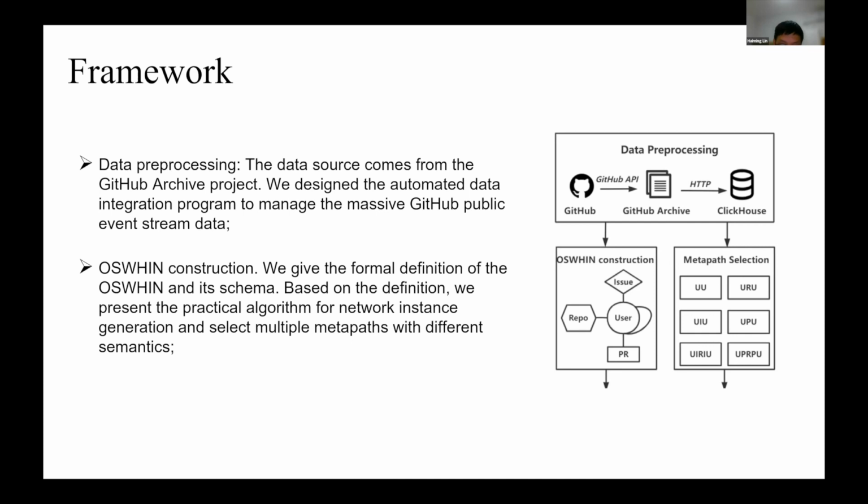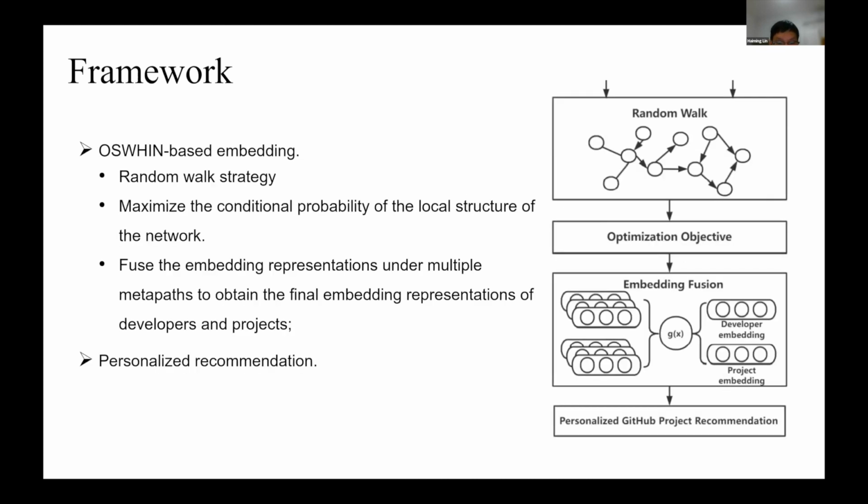And the second one is network construction. We give the definition of the network and the schema, and then we conduct the network-based embedding and the personalized recommendation.